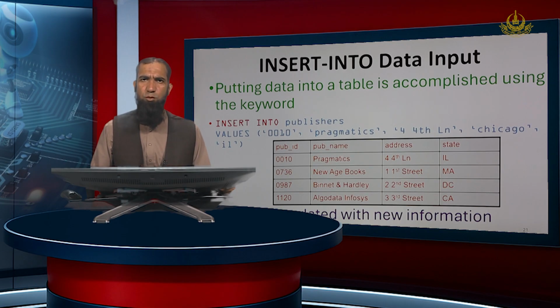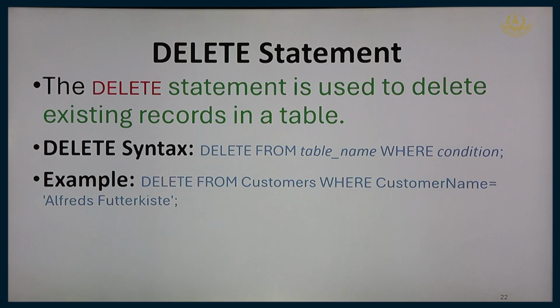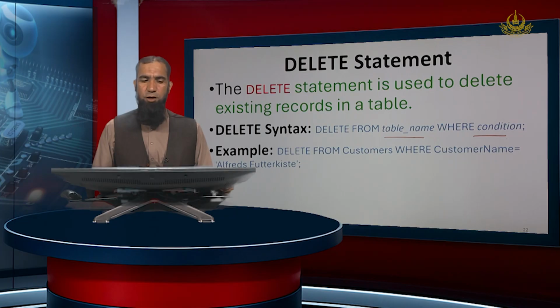Let's see how to remove data from a table. The delete statement deletes one or more rows from a table based on conditions. For this purpose, we can use delete from table name where condition. For example, delete from customers where customer name is equal to Alfred. So in such cases, this removes that specific customer's records. So in this case, customer name may be a primary key.